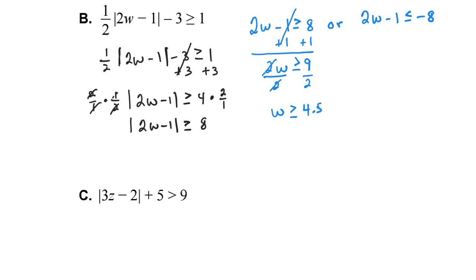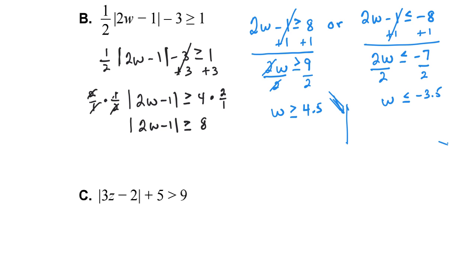So now we're going to go ahead and solve the second inequality by adding 1 to both sides. So we have 2w, negative 1 plus 1 is 0. So you're left with less than or equal to negative 8 plus 1, which gives you negative 7. Divide by 2. So we have w is less than or equal to negative 3.5, and this is or.